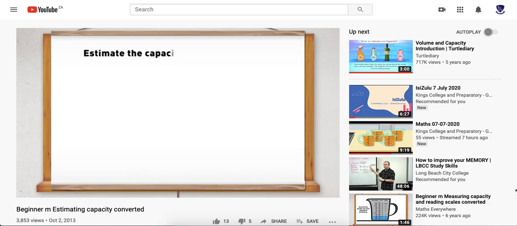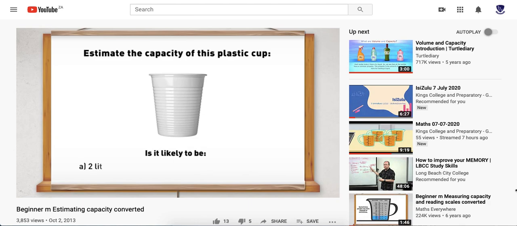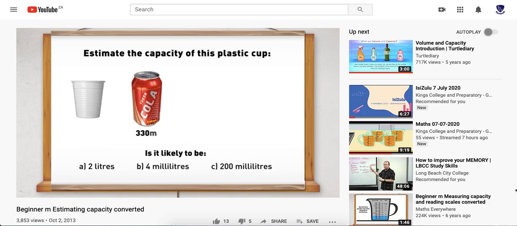Estimate the capacity of this plastic cup. Is it likely to be 2 litres, 4 millilitres, or 200 millilitres? We can compare the capacity of this plastic cup to the capacity of a can of cola, a large bottle of cola, and a teaspoon. The plastic cup is smaller than the bottle of cola, so we will know that it will not hold 2 litres.